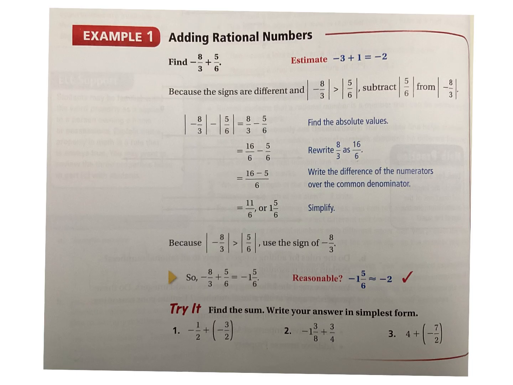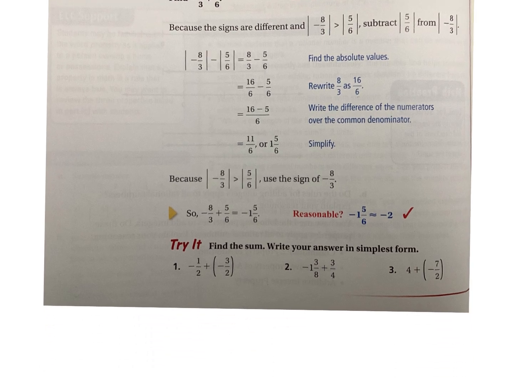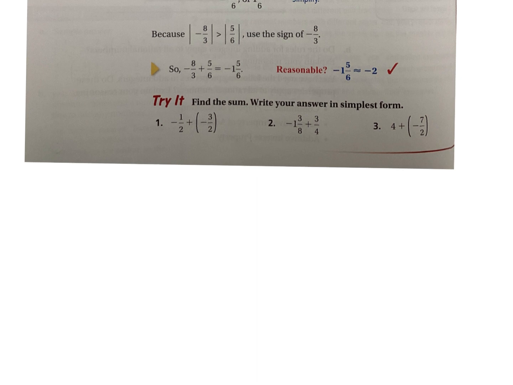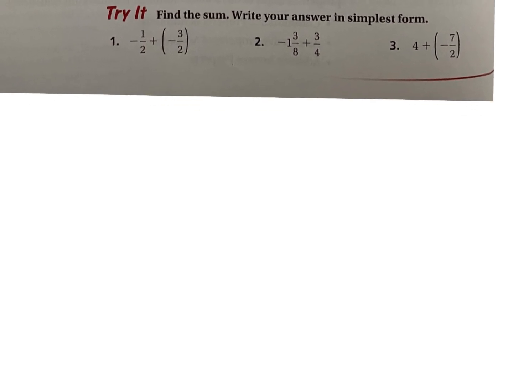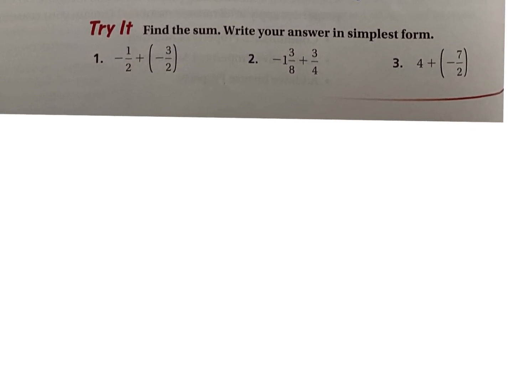You can look at this example. It says find negative 8/3 plus 5/6. Now, you can look through that, and that can help you. But instead, I'm not going to go through it. What I want to do is I want to do these triads. And these will be the examples. So there's 3 of them. I'm going to start with the first triad.